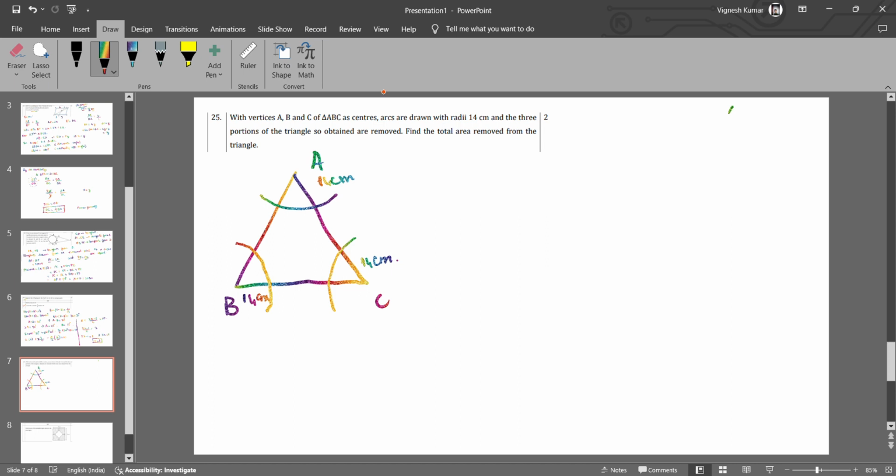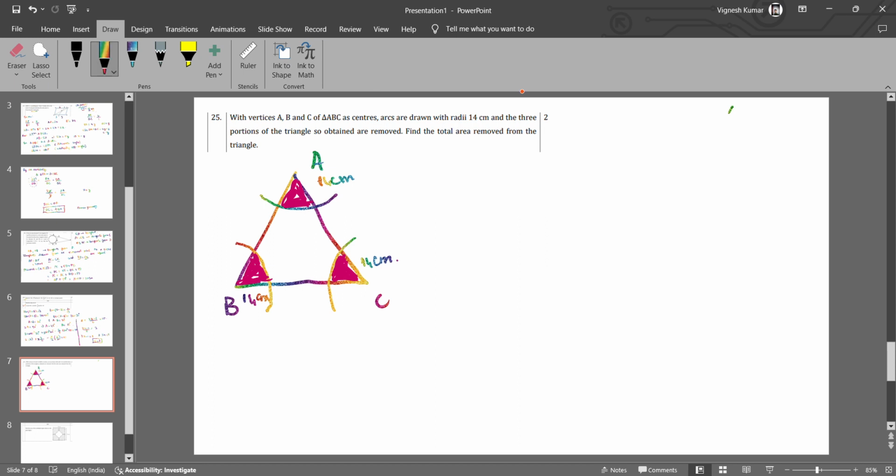After drawing these arcs, these three areas that are formed newly now are going to be removed. If they are removed, what is the total area that is removed from the triangle is what we need to find in this question. So basically it is the sum of all these shaded areas that I have shaded in the pink color. So how can we do it?